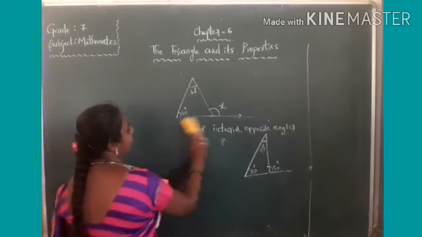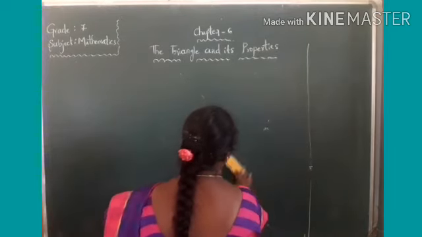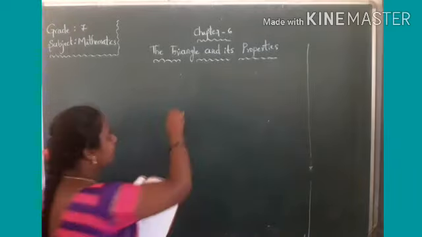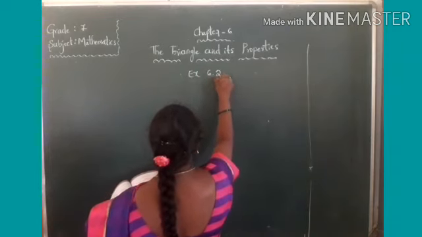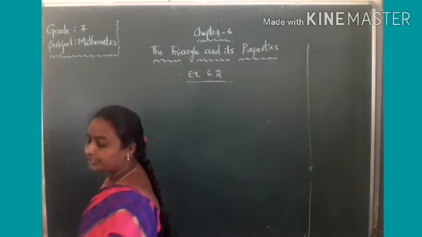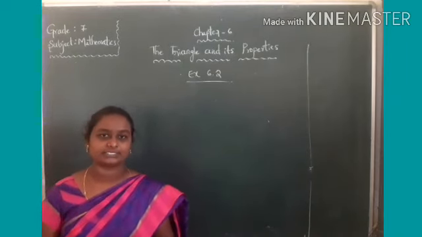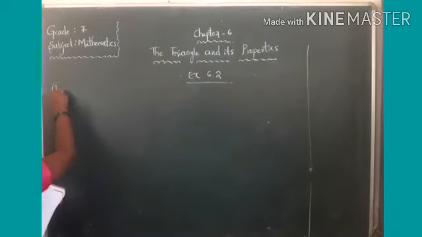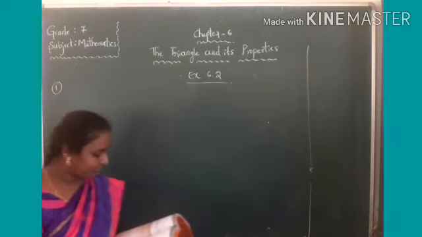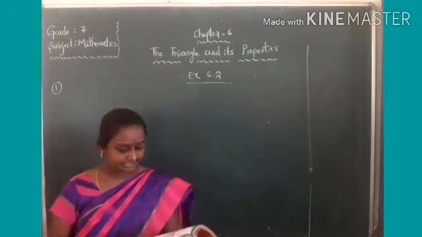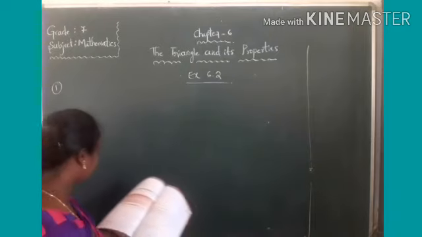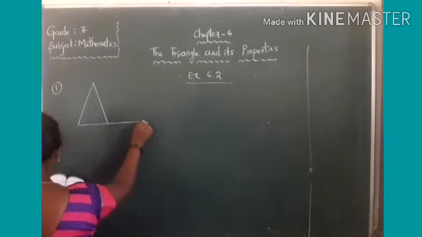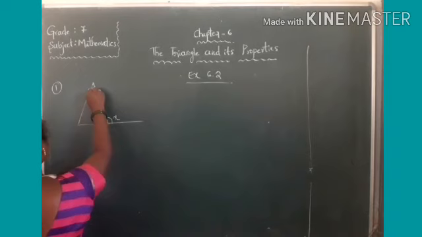Okay, now keep the heading in your notebook: Exercise 6.2. Before writing the classwork, you have to write the day, date, page numbers, margins, everything. Okay, don't forget. So write the first question in your notebook: Find the value of the unknown exterior angle x in the following diagrams. Here some diagrams are given. So draw these diagrams with a pencil and use a ruler.